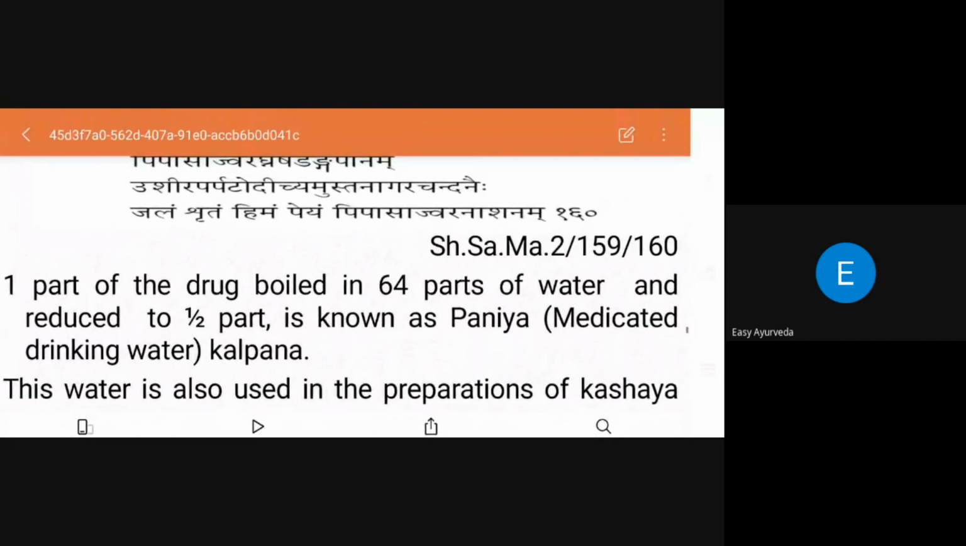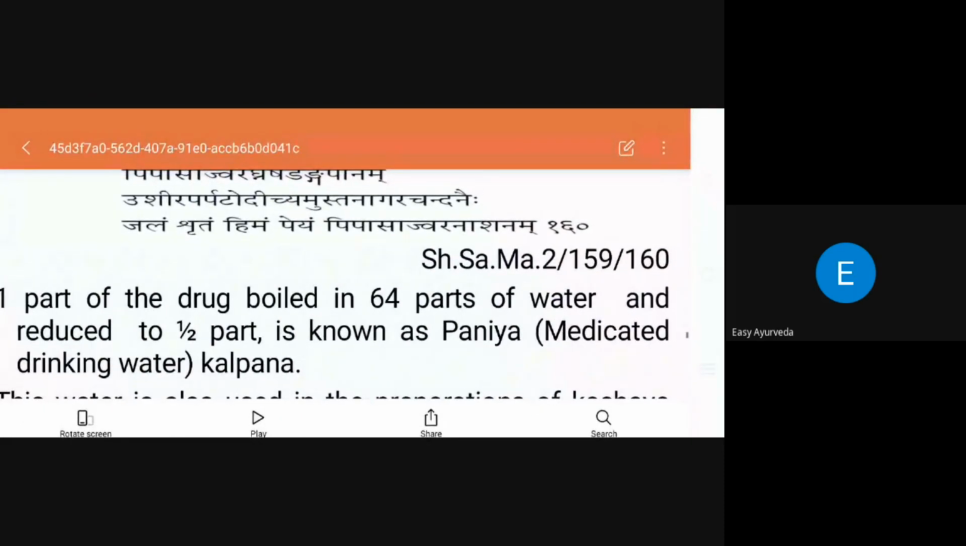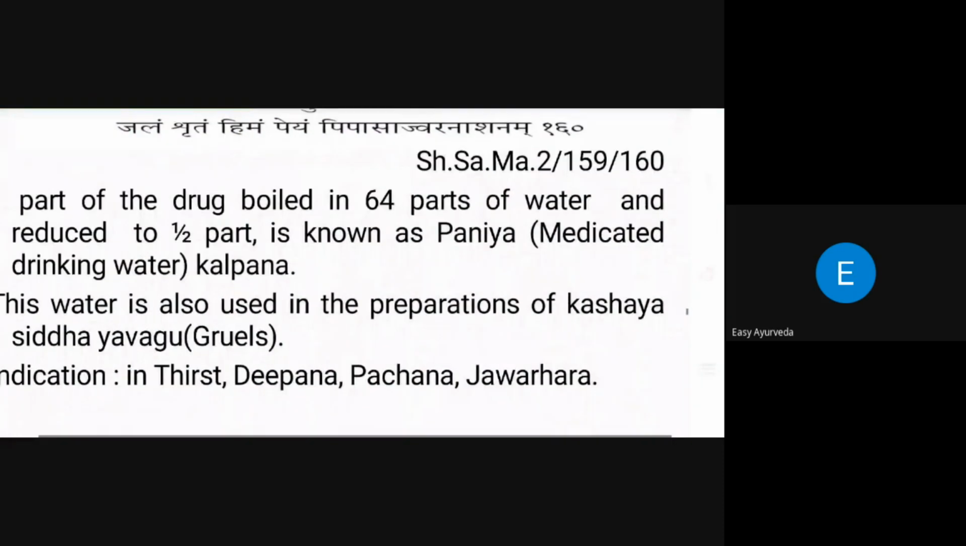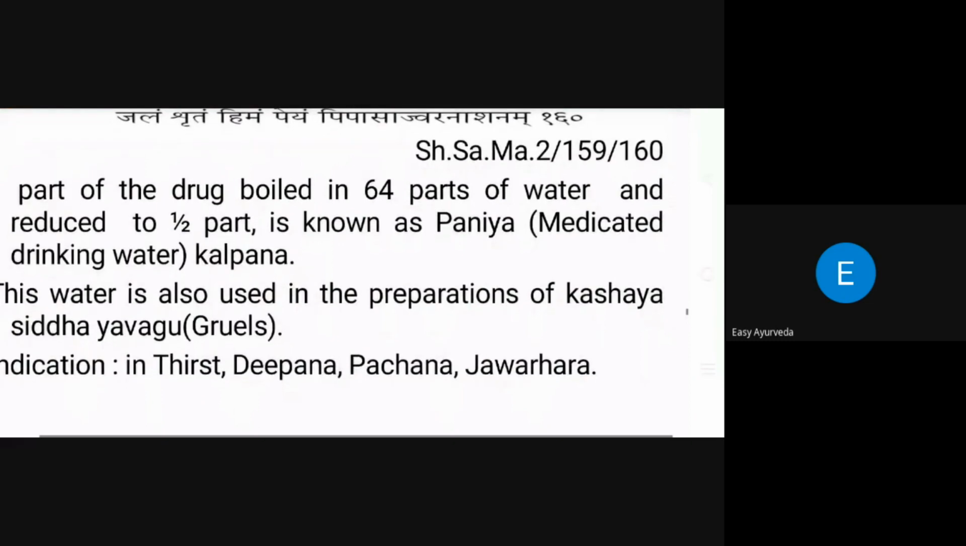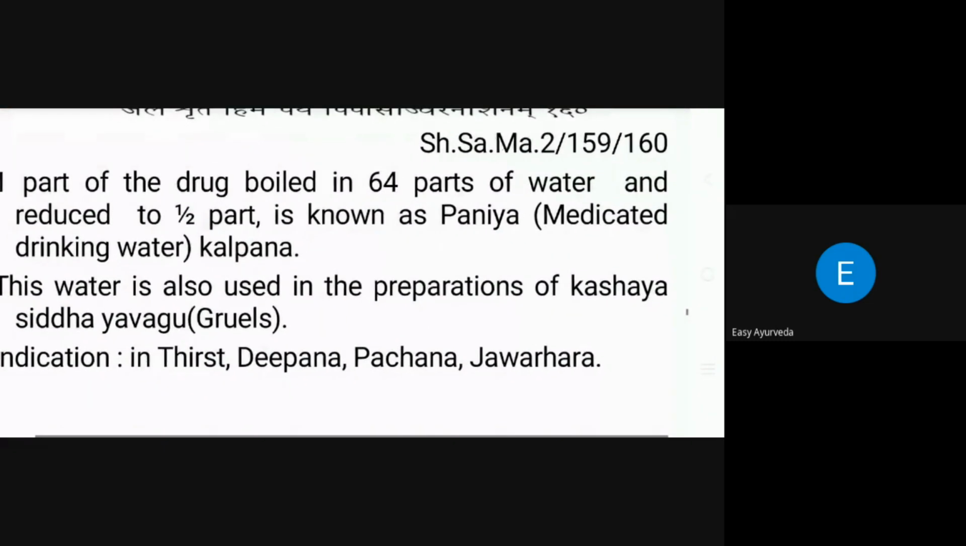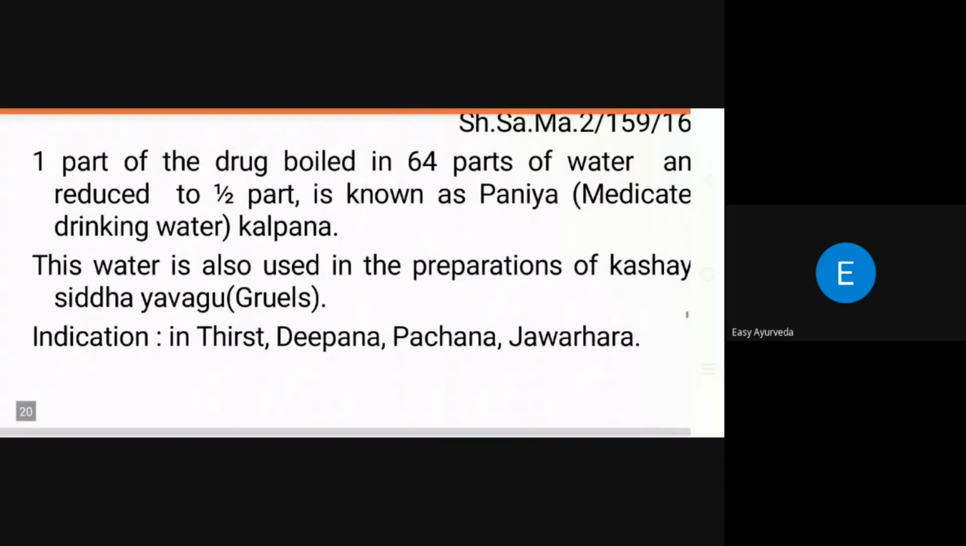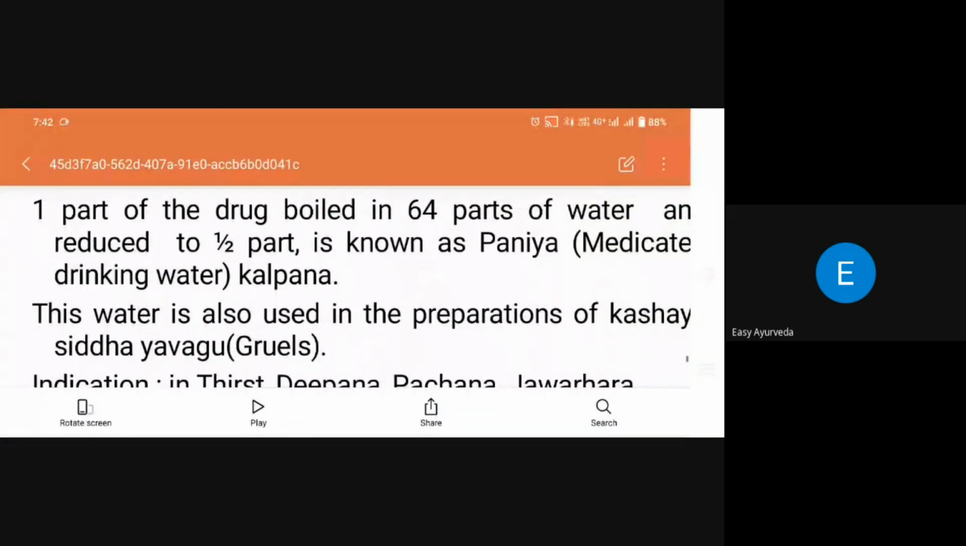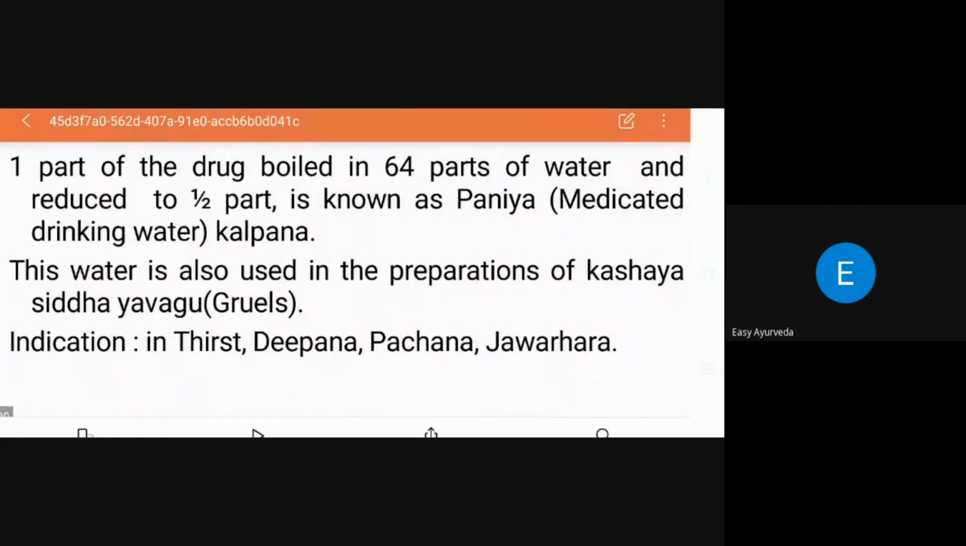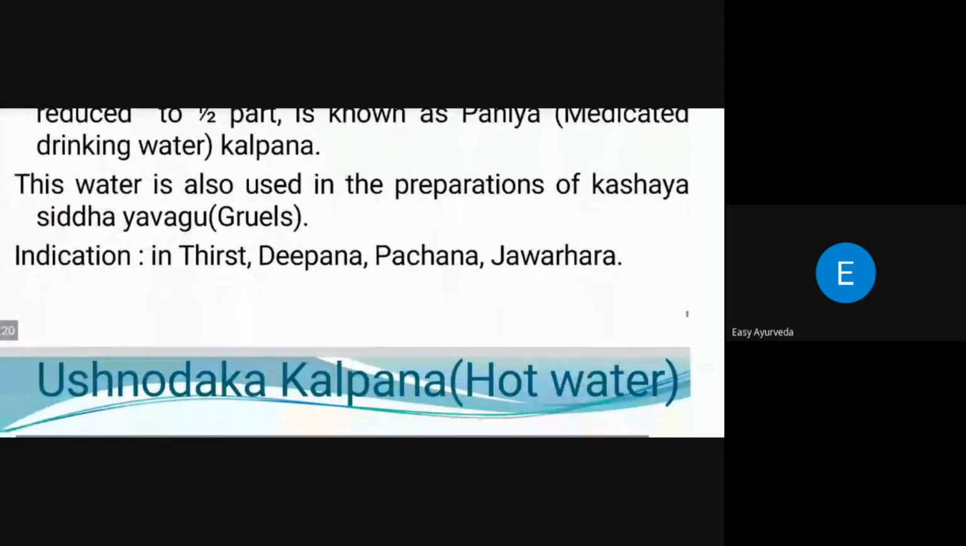And to this, Jalam Sutam, Himam Payam, Pasa Jaran Ashram. He has been mentioned here. That is first Deepana Pachana and Jarahara properties as mentioned. Along with that, it has an Amahara property also, and it is very light for digestion also, and it is also used for the preparation of several oils, as explained. That water can be used.